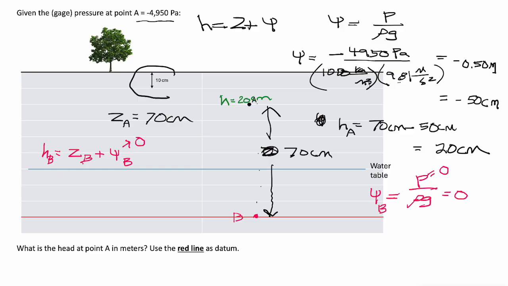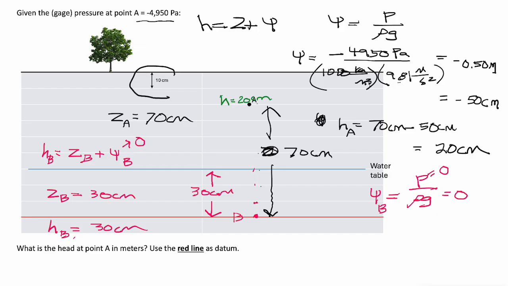But the elevation head is not 0. We have to figure that out. In this case, it's really pretty easy because the water table is above the datum, and we can just count it out. So it's 1, 2, 3. So this is 30 centimeters. The water table is 30 centimeters above the datum. So Z for the water table, point B, is equal to plus 30 centimeters. And since H is equal to Z plus 0, then the head at the water table at point B has to also equal 30 centimeters.